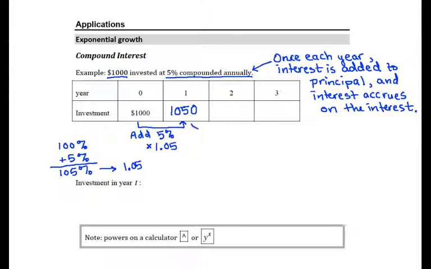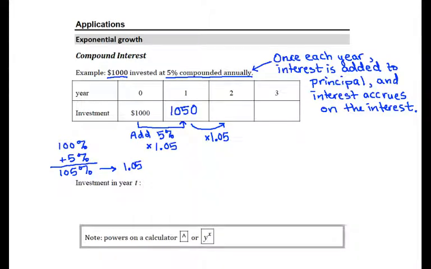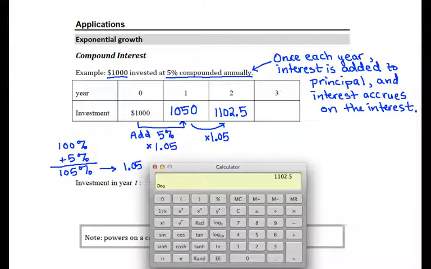In the next year, I'm going to take 5% of the 1,050 and add it to the 1,050. So that means I'm going to multiply by 1.05 again. And bringing the calculator back in, we get 1050 times 1.05 is 1102.5. So I've already made $2.50 more than I would have on the simple interest model. And the further out we go, the more difference it's going to make.